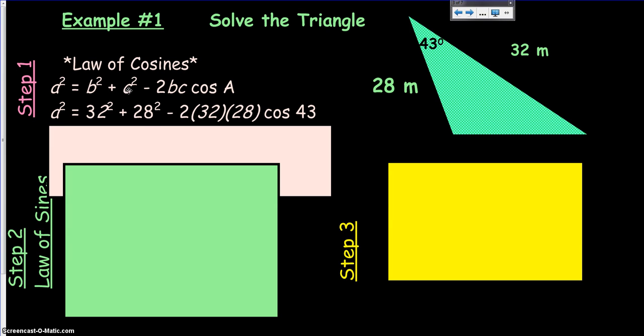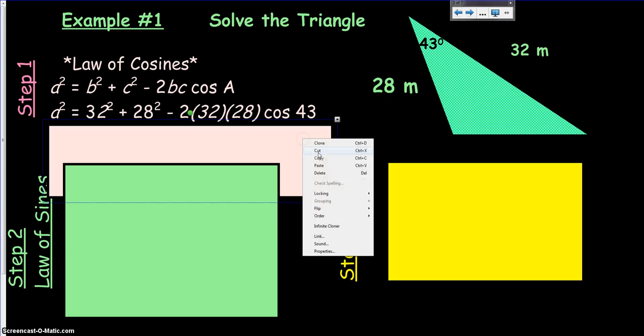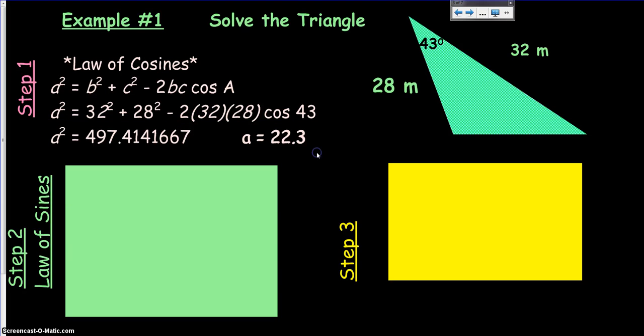I've got B squared and C squared, and I just picked whichever one is here. It really doesn't matter the order because I'm squaring them and adding them. Doesn't make a big difference. When I look over on this side, I'm subtracting 2 times each of these times cosine of 43. It looks like it can be super complicated, but your calculator can do all of this work for you.